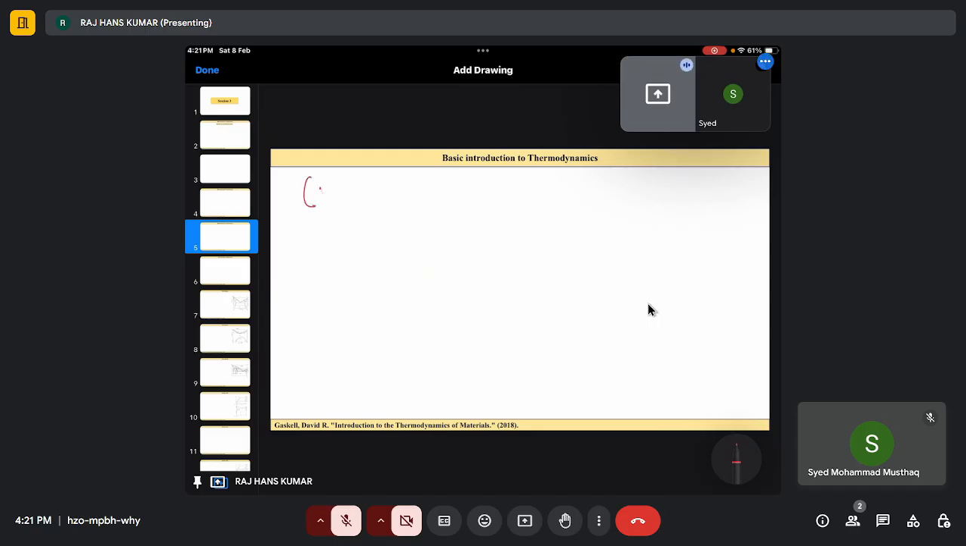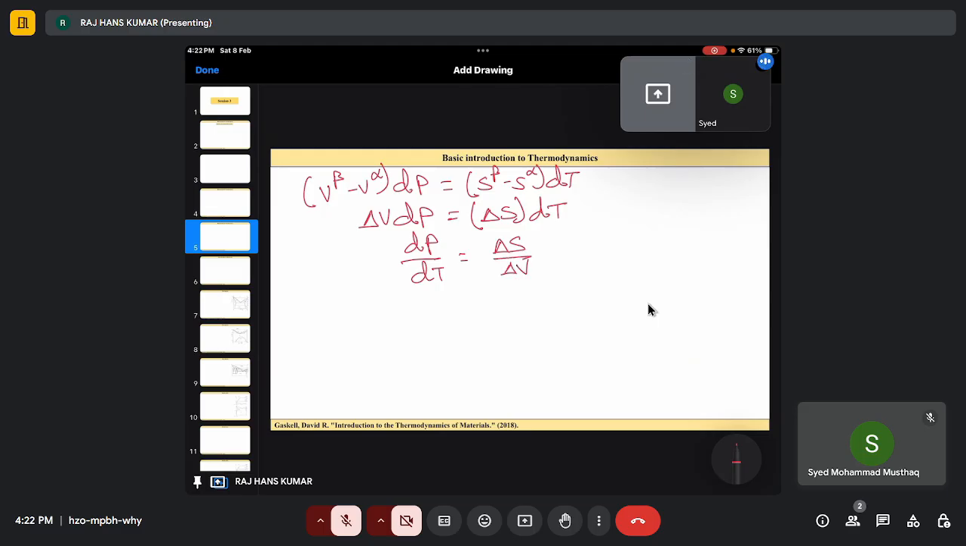Let me write it again. V beta minus V alpha dP is equal to S beta minus S alpha dT. V beta minus V alpha is delta V, change in volume, equals to change in entropy times differential of temperature. What I'm going to do is dP by dT equals to delta S by delta V. Right?